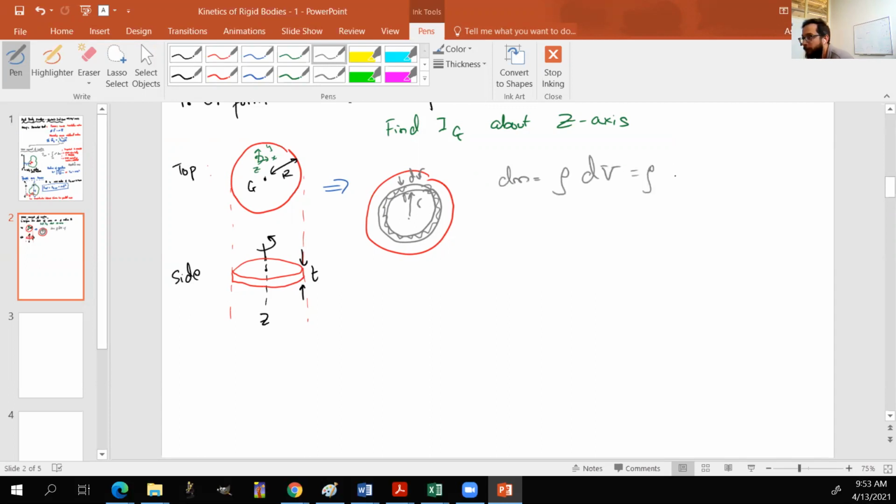and the differential volume, as we just said, is just going to be, imagine you take this little thin sliver and you open it up, right? The length of that sliver is 2 pi r, and the height is dr. So that gives you the area, and the thickness is T. Is that clear, guys? Yeah.